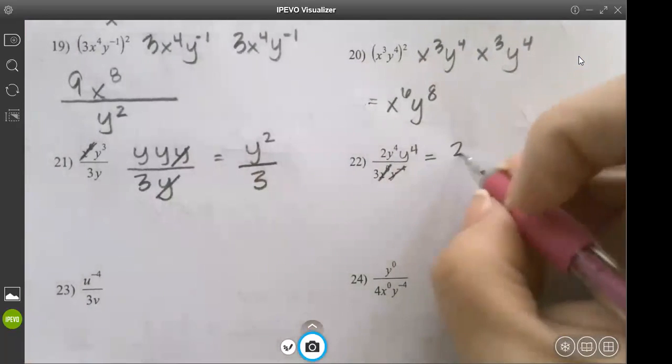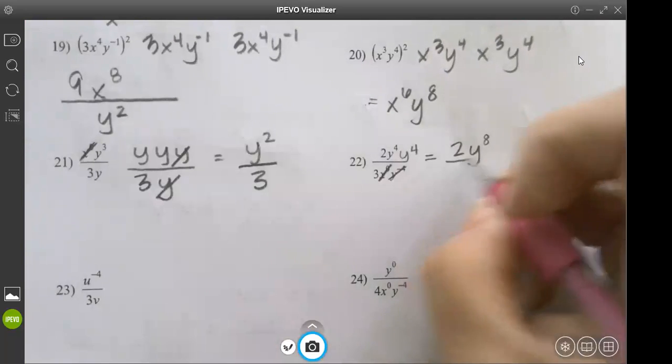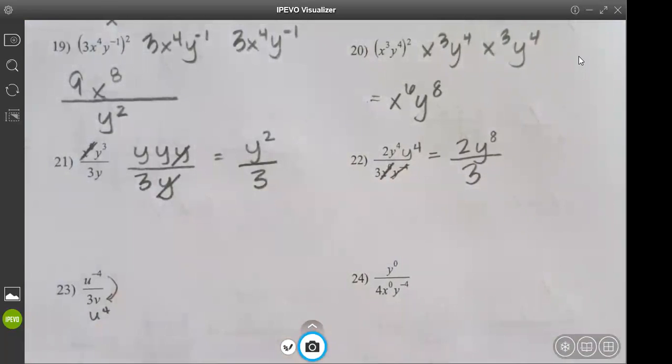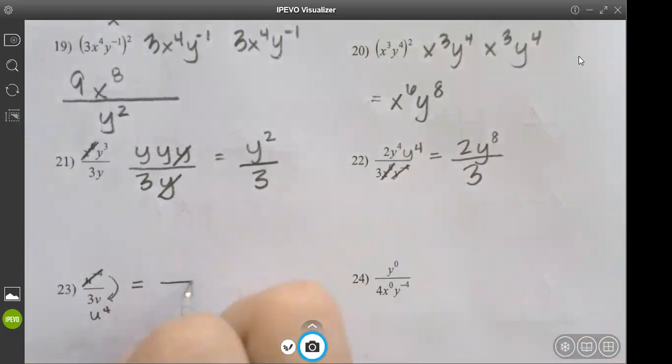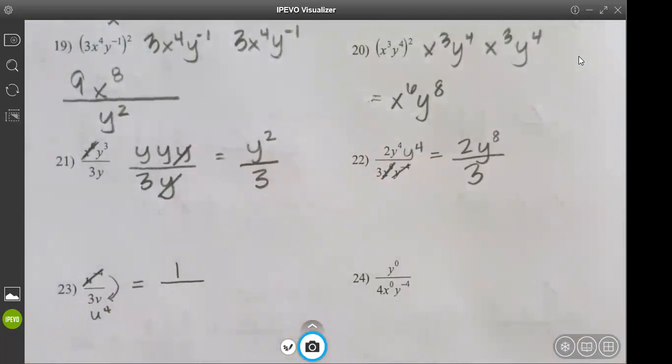How many total Ys on the top? 2 Y to the 8, and on the bottom, just a 3. We're going to move the negative to the bottom. Since we left nothing on top, what should it be? Nope. What's on top if I mark everything out? It's still got to be a fraction, a 1. So if I mark everything out, it becomes a 1.